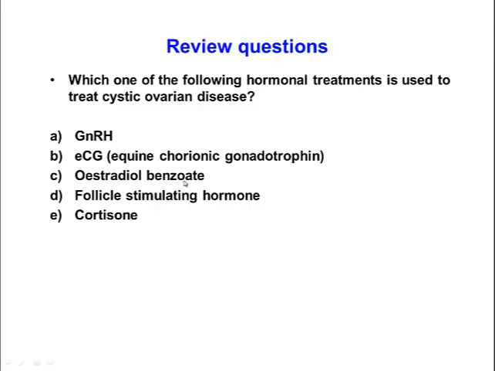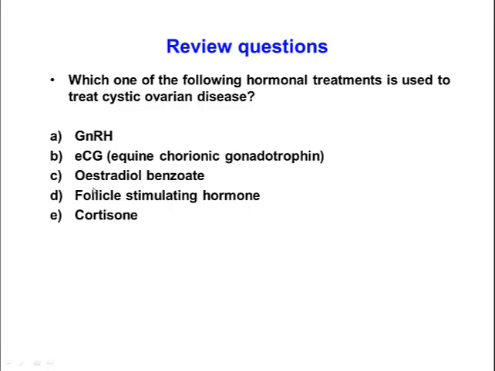Estradiol benzoate, theoretically it might be useful because you can induce an LH surge provided that the hypothalamus is responsive. However, in a lot of these cystic cows the hypothalamus will have a reduced sensitivity to estradiol, so I think it's better to use something such as gonadotrophin releasing hormone.